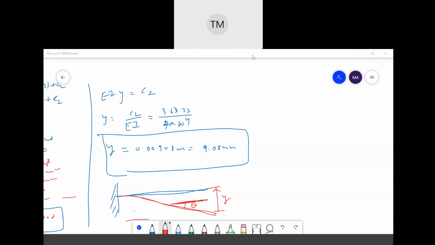Okay, next I am moving to the next problem. Does anybody have any doubts? The process is the same for Macaulay's method. First you consider the moment, then substitute it in the differential equation. After that you apply the boundary conditions, substitute the constant values, and solve for the slope and deflection. Is it clear?